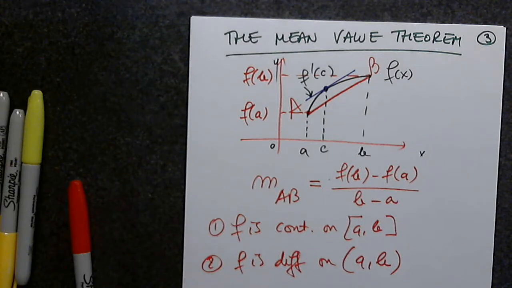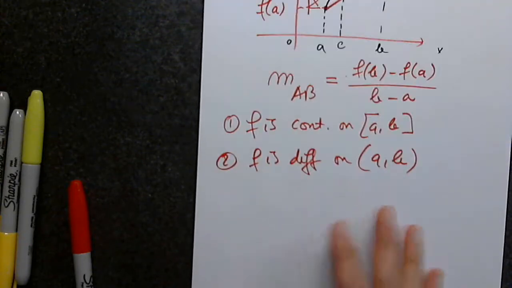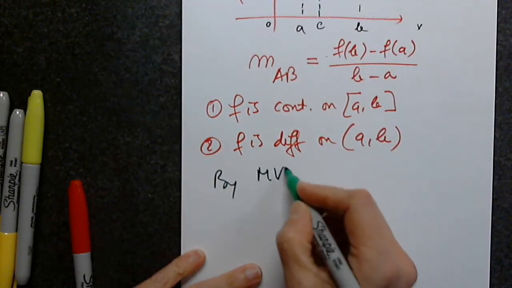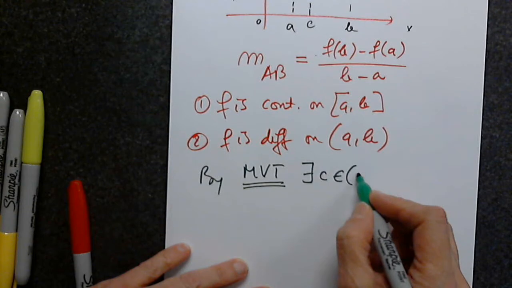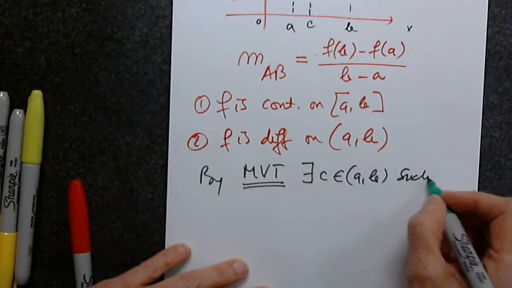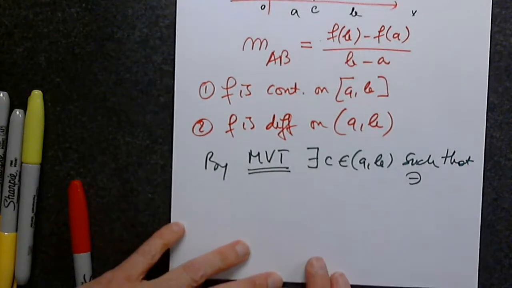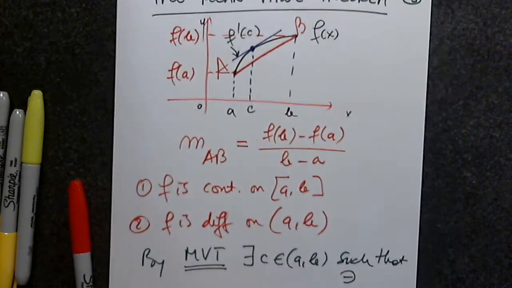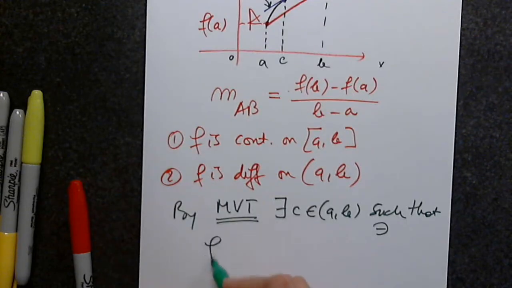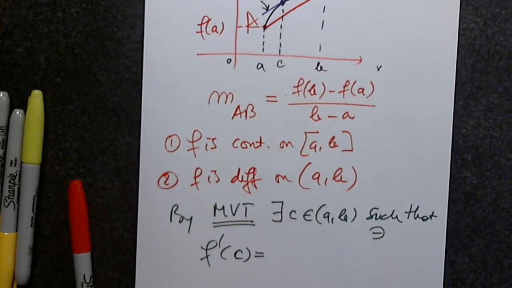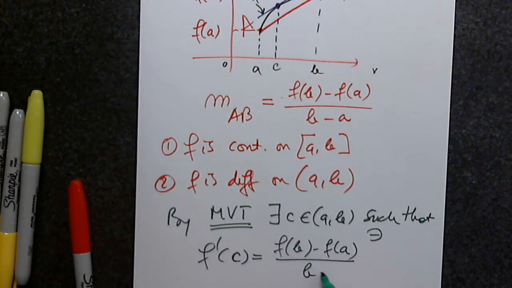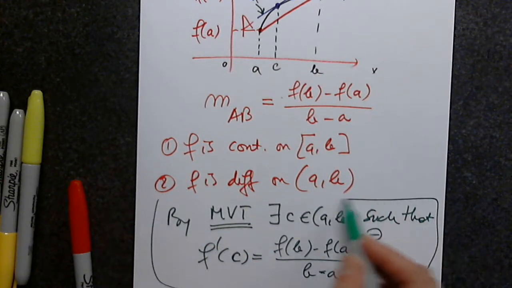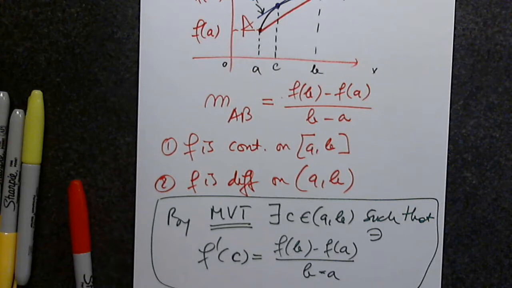So, if a function is continuous on the closed interval a comma b and differentiable on the open interval a comma b, then by MVT, mean value theorem, there exists a c in the open interval a comma b such that f prime of c equals, awesome, f of b minus f of a over b minus a. This is it. It's guaranteed by MVT.